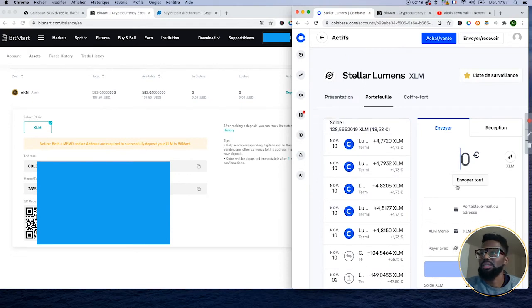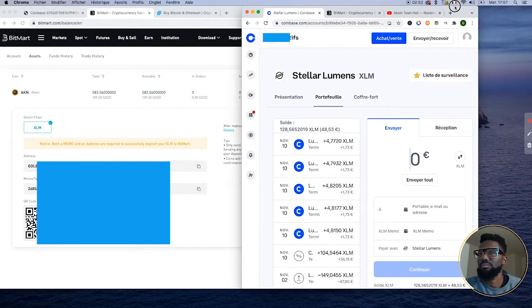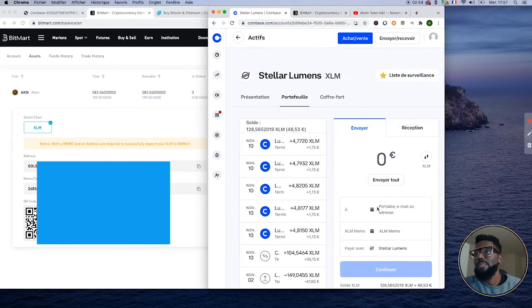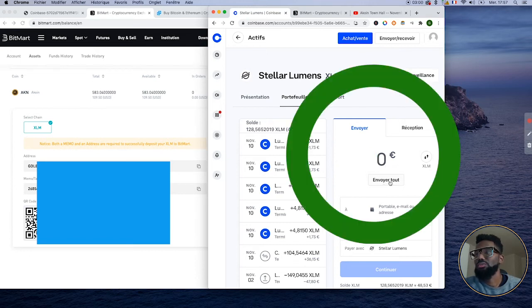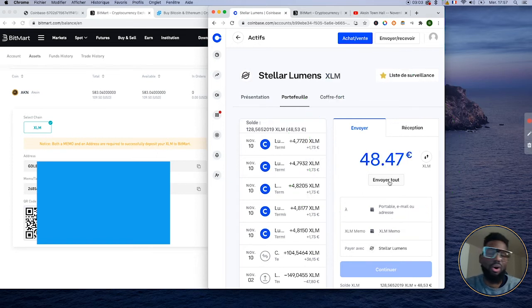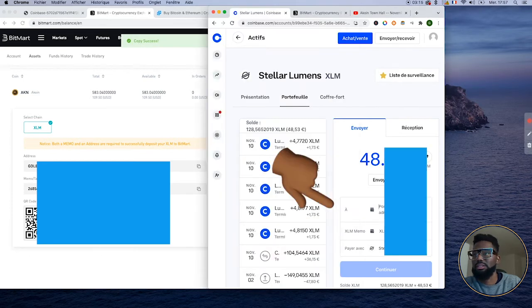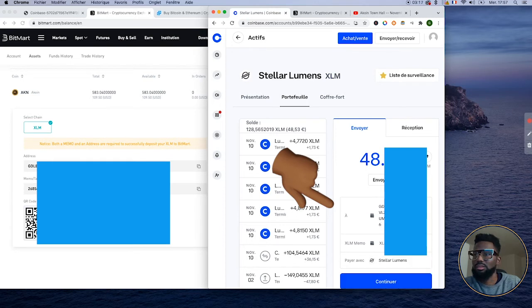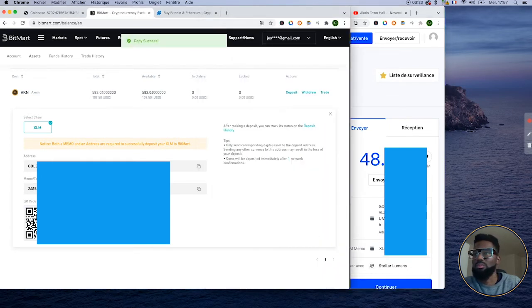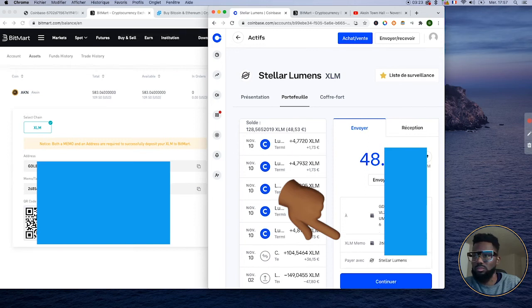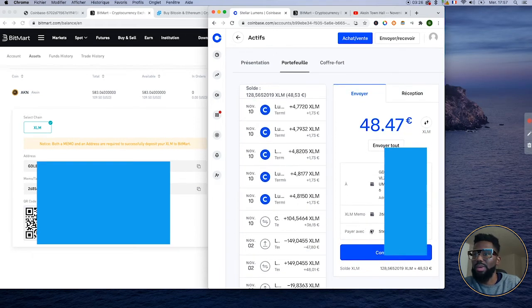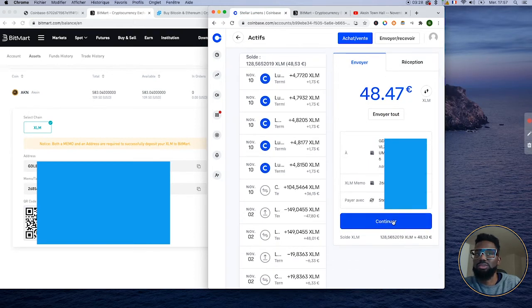So now on my Coinbase wallet, voilà, I click on envoyer tout. Envoyer tout means send all. I send all my XLM. So I copy paste the address and I copy paste the memo. Okay, pay with Stellar Lumens, continue. Okay.